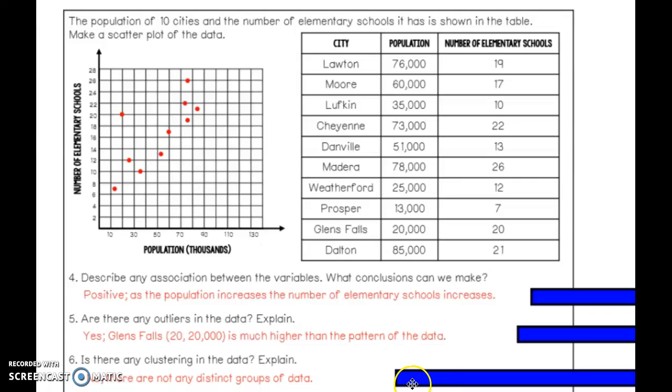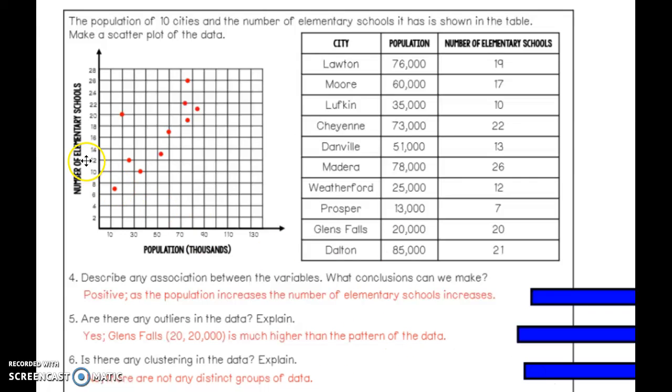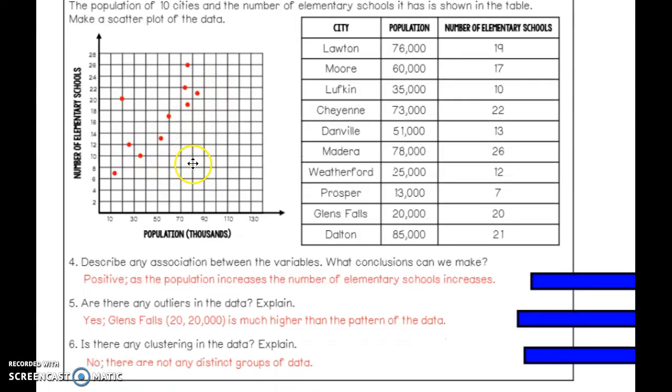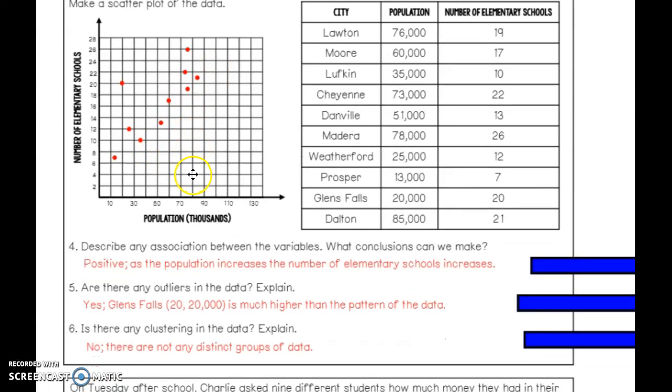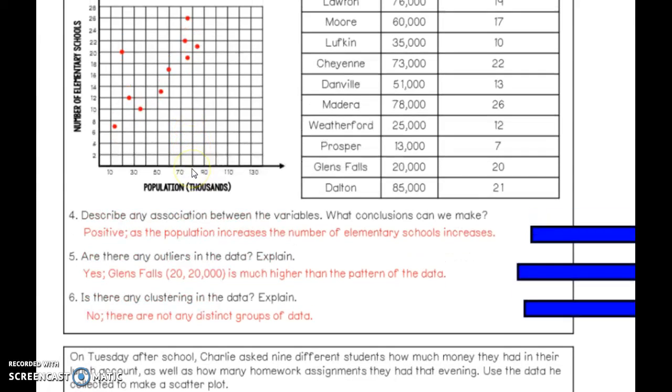And then the last one, is there any clustering? We don't really have clustering because these are spread out and they kind of form a straight line, which is more like a trend line that we're going to talk about. So it's not really any distinct clustering like there was on the other questions.